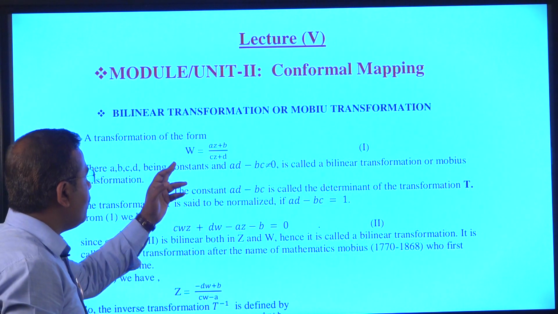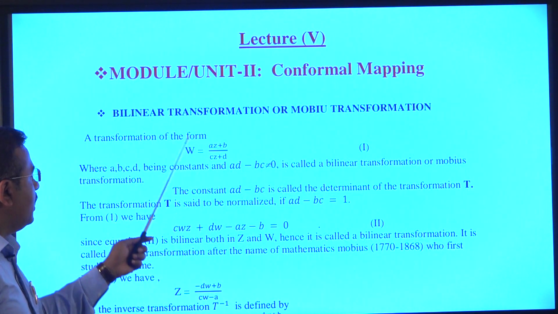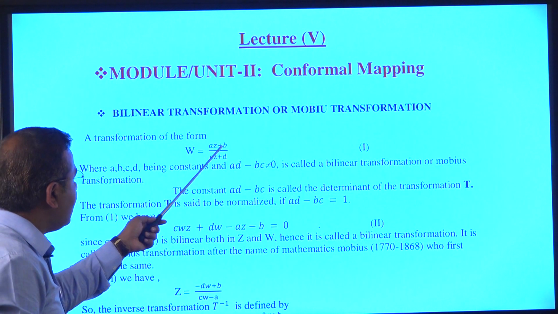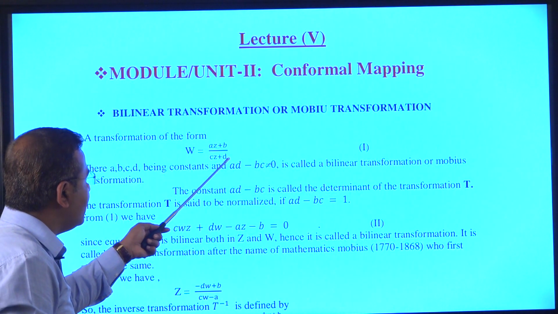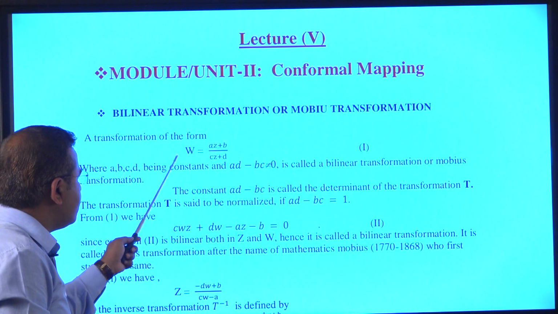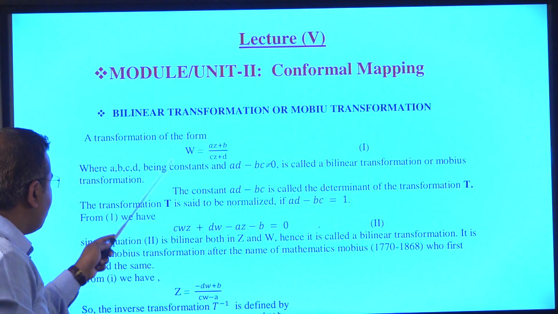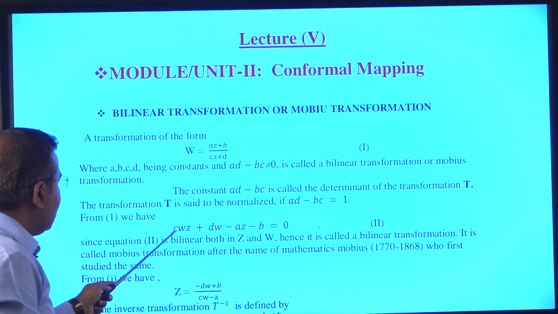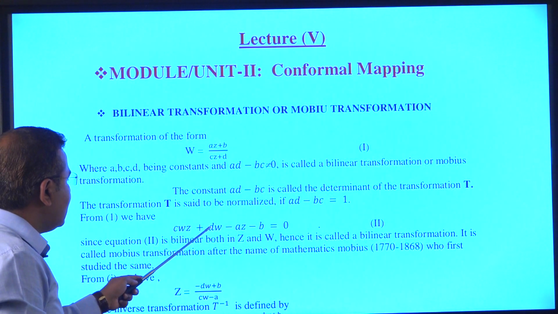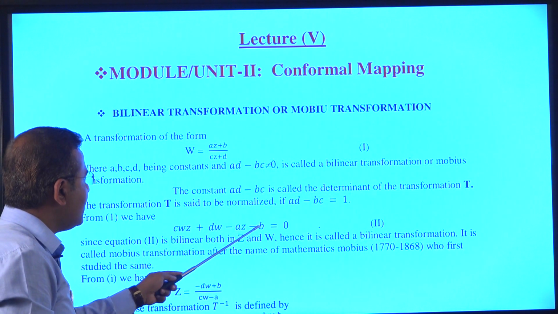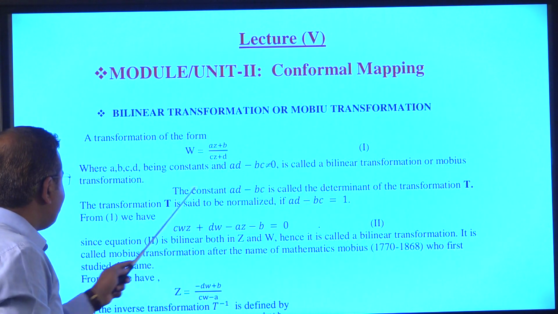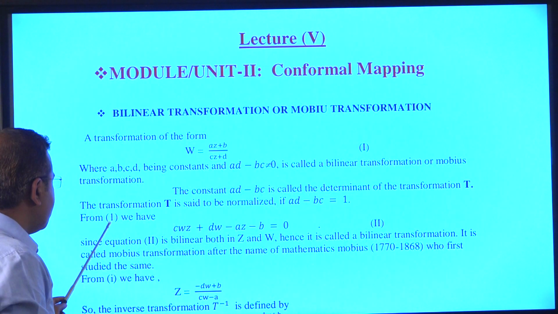Now we have equation 1 here, W equal to (AZ plus B) divided by (CZ plus D). On minor simplification by cross multiplication, the equation becomes CWZ plus DW minus AZ minus B equal to 0. This is equation 2.